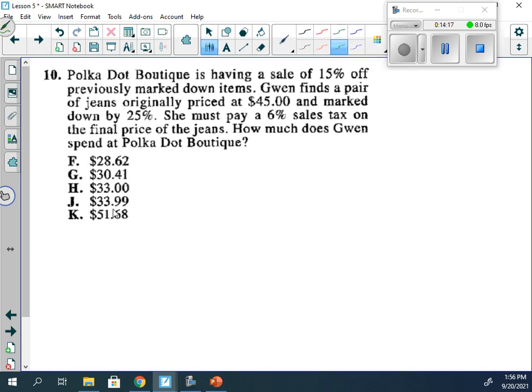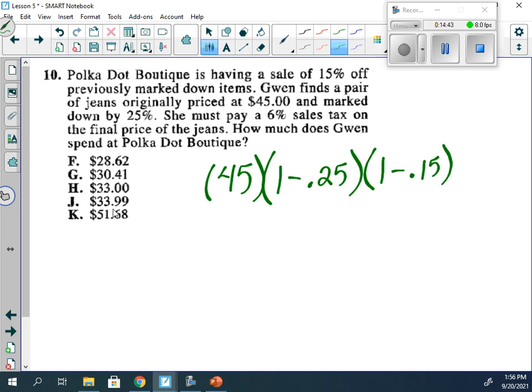So what's the original price? So what's our discount? 25%, so we would say 1 minus 0.25, yes? And now we would apply sales tax? So we'd also have 1 minus 0.15 because there's 2 discounts. And 6% sales tax, so we're saying 1 plus 0.06.